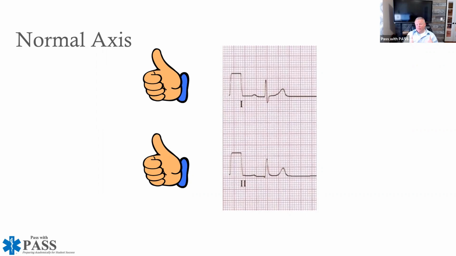So if I'm using the thumbs method, for instance, that would give me a thumbs down because that would be negatively deflected. And then lead 2 would either be positive or negative. So you could see that it could kind of throw things off, and it would definitely throw off your numbers in your printout. So yeah, make sure that your leads are on correctly. All right, so positive in lead 1, positive in lead 2, 2 thumbs up, normal axis deviation. Pretty simple.